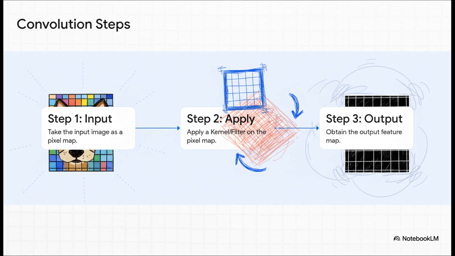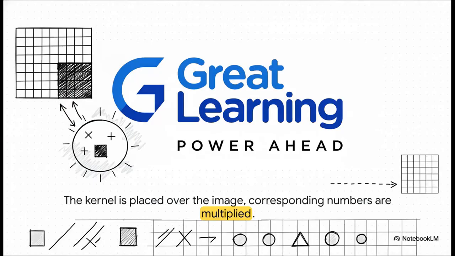This whole process of sliding the kernel over the image is called convolution, and it's really a pretty straightforward 3-step deal. You take your image grid, you apply the kernel, and you get a new grid as your output, which we call a feature map. So here's how it actually works.